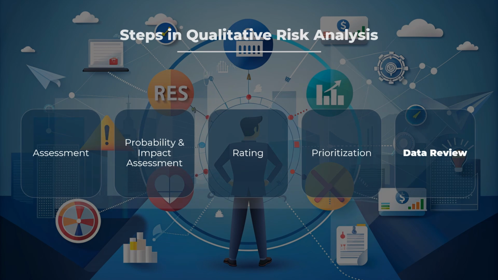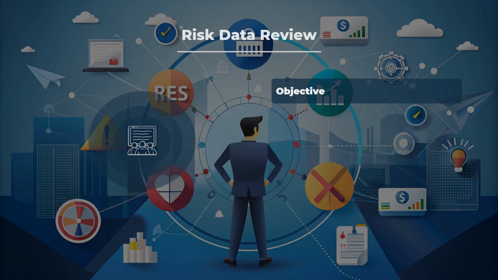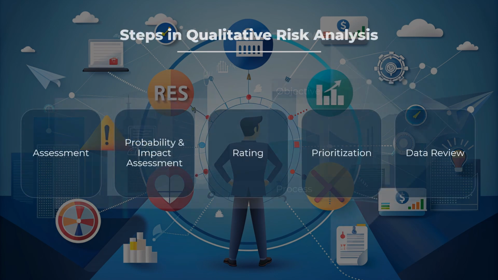Data review. To ensure the accuracy and completeness of risk data. Regularly review and update risk data to reflect current project conditions. Reviewing risk data ensures accuracy and keeps the analysis current and relevant. The steps in qualitative risk analysis include assessment, probability and impact evaluation, rating, prioritization, and data review.